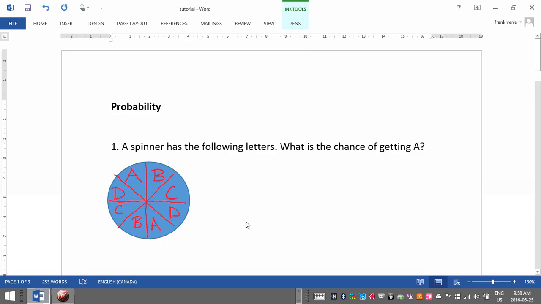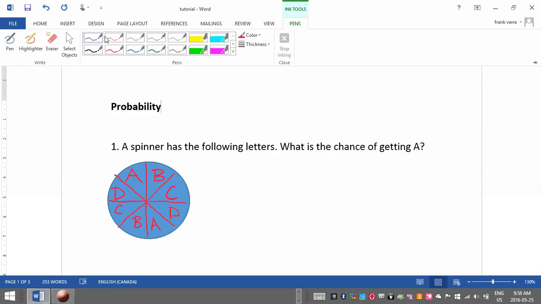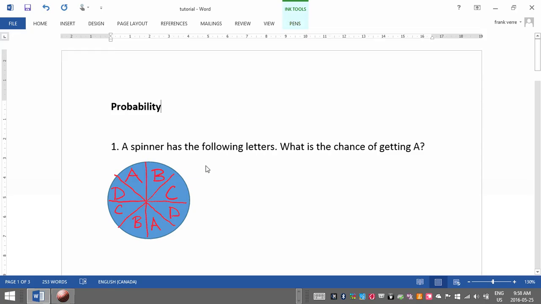Okay, so here's the solution. So we have a spinner. It says, what are the chances of getting A? And you can see that the A shows up 2 times. Now there's 8 things. If you count, there's 1, 2, 3, 4, 5, 6, 7, 8. So it's out of 8. There's 8 possibilities. Okay? And 2 times you get A. So 2 out of 8 is A.